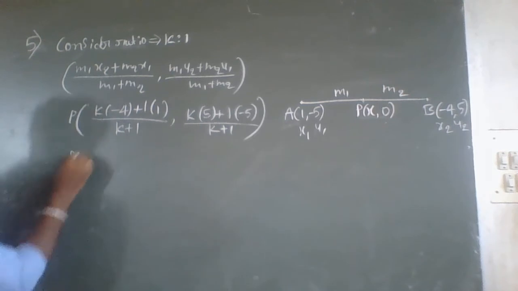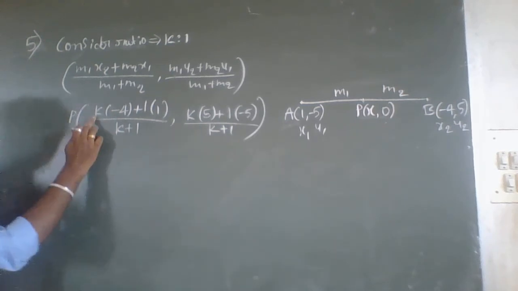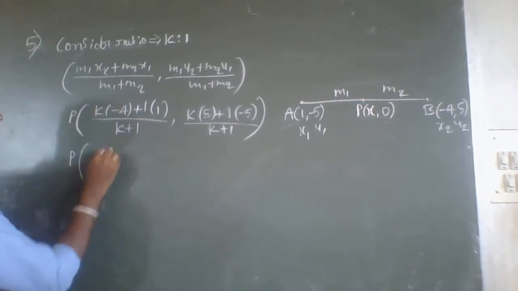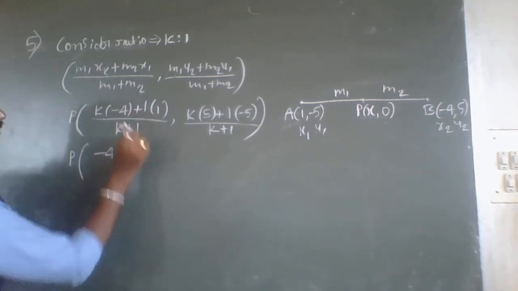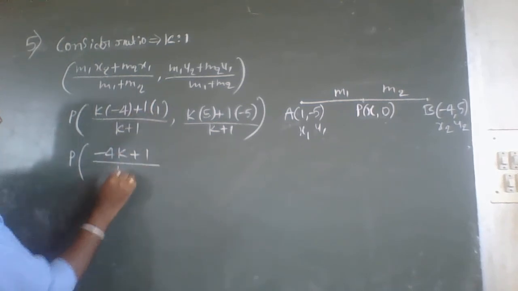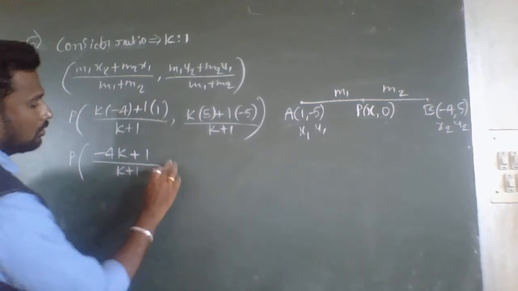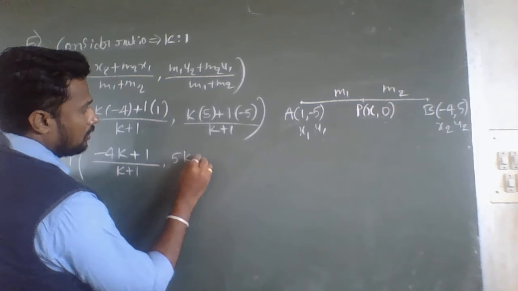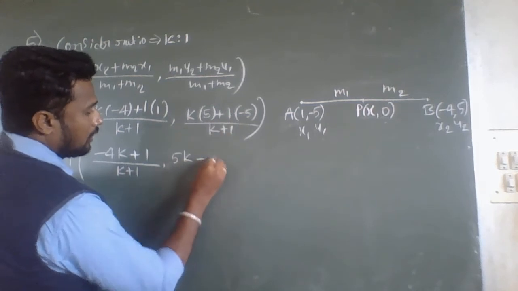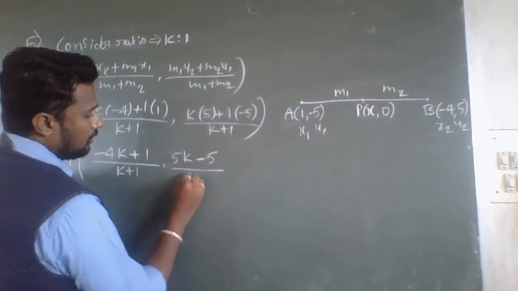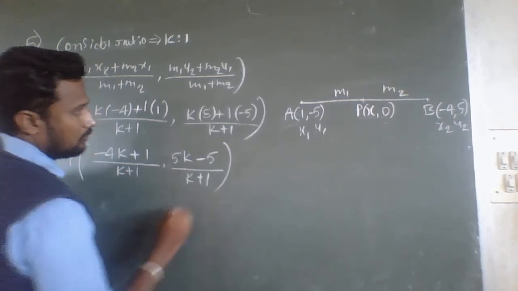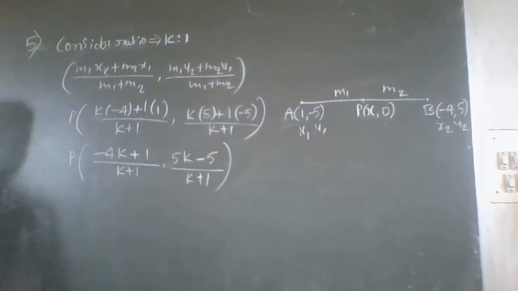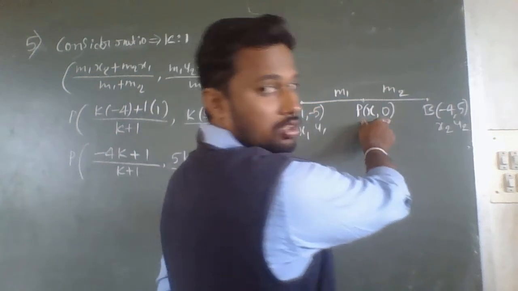So now P of, we will simplify this. k into minus 4 means minus 4k we will get, and 1 into 1 means 1, divided by k plus 1, comma, k into 5 means 5k, and here 1 into minus 5 means minus 5, divided by k plus 1. So now again, what are the coordinates of point P? x comma 0.